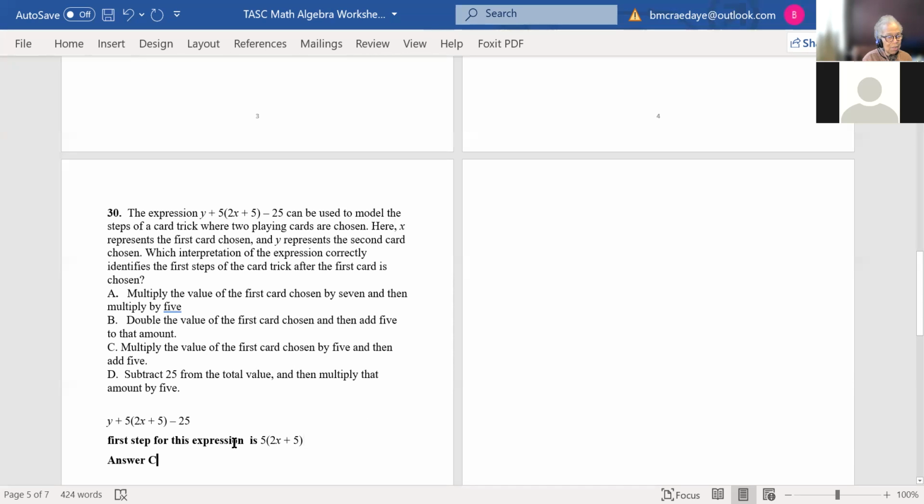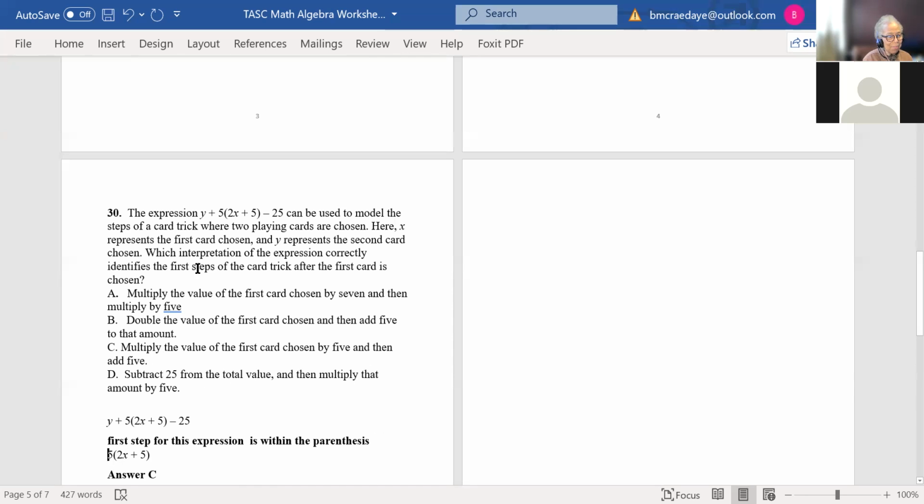Okay, the first step of this expression is, let me just put here, within the parenthesis. Yeah, see, within the parenthesis. So the first step is within the parenthesis. Double the card X, the first card chosen, and then add 5. Got it?